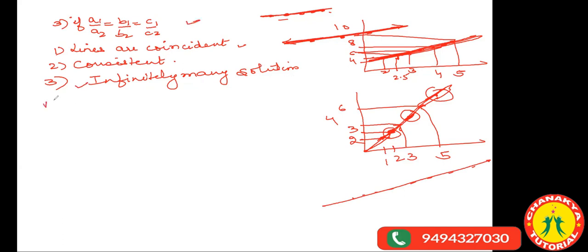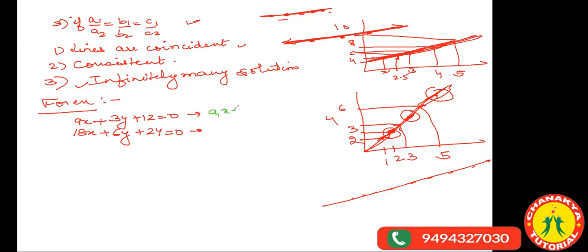Now, I'm explaining it with an example. For example, 9x plus 3y plus 12 is equal to 0, and then 18x plus 6y plus 24 is equal to 0. Children, again compare these equations with a1x plus b1y plus c1 is equal to 0, and then a2x plus b2y plus c2 is equal to 0.